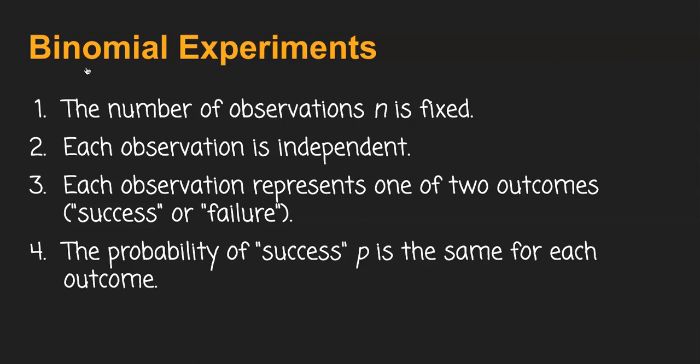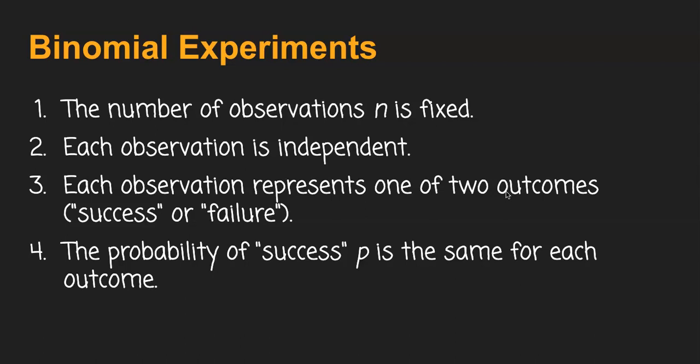I call it BINS, B-I-N-S, for the 4 conditions for an experiment to be considered binomial. The first B is for binary, and I typed it up at number 3 here. Each observation represents one of 2 outcomes. It must have 2 outcomes, okay? Binary outcomes, either success or failure, or yes or no. It needs to be clear. It's either one or the other, okay?